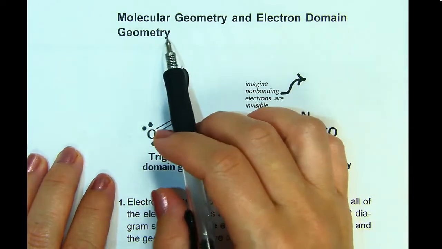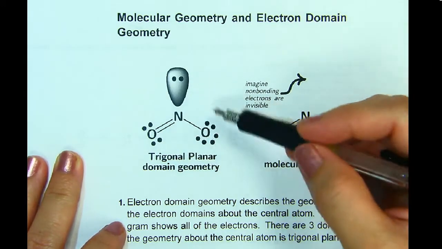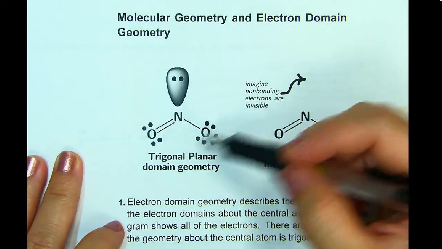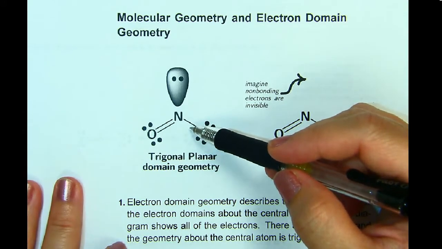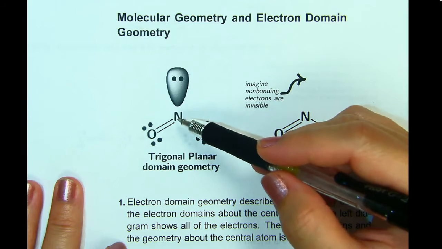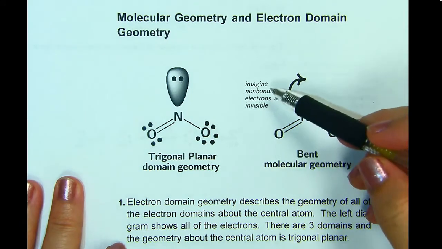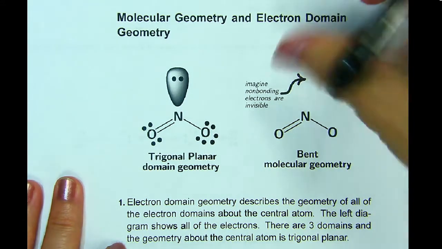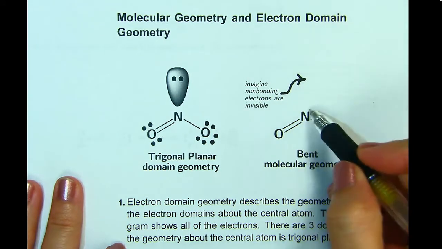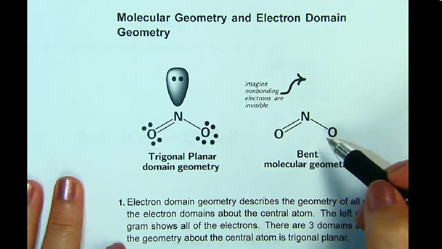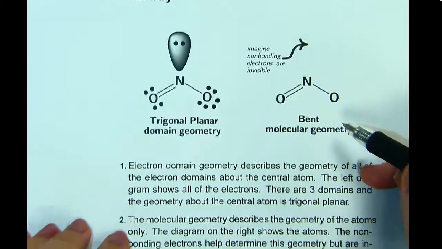The electron domain geometry, or just domain geometry, describes the geometry of all the electron domains about the central atom. The left diagram shows all of the electrons. There are three domains, 1, 2, 3, and the geometry about the central atom is called trigonal planar because there are three total domains. The molecular geometry is going to be the shape of the molecule when you ignore the lone pair of electrons. In other words, imagine the lone pair, which is here, but we've taken it off in order to focus on the molecular geometry, the geometry of all the atoms, not including the lone pair on the central atom. So the molecular geometry describes the geometry of the atoms only.